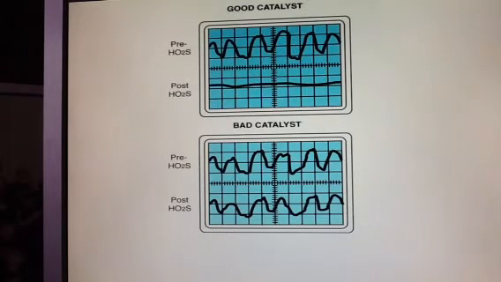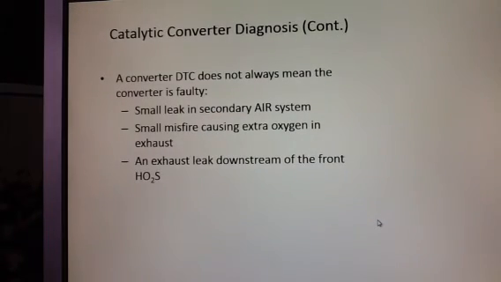I showed you the guy's picture last week, and we've talked about it more and more. It's simply something as easy as I just talked about, which would be our good catalyst, versus what we would see otherwise. It is a pre-oxygen sensor moving up and down, like it said, in that 0 to 1 volt range. And we have our post-oxygen sensor staying very, very steady. When they start to match, we start to see that there's going to be problems with that. A converter diagnostic trouble code does not always mean that the converter is faulty itself. A small leak in the secondary air system could be a problem, maybe a misfire, or maybe an exhaust leak in the system.